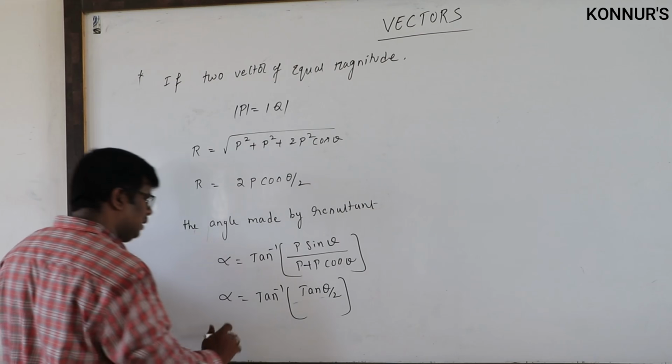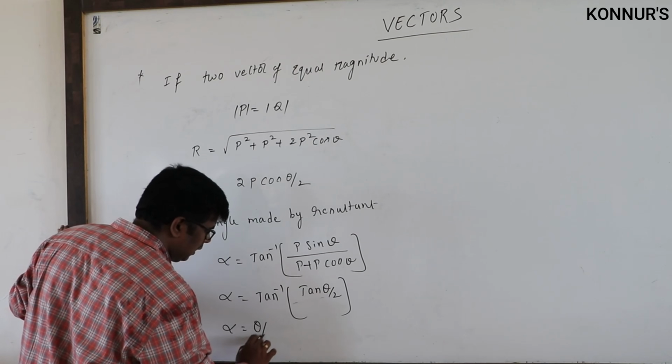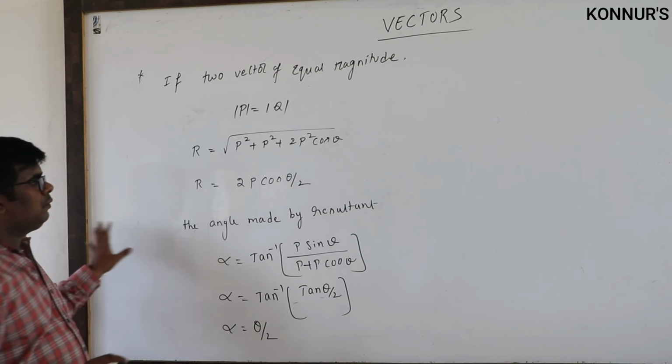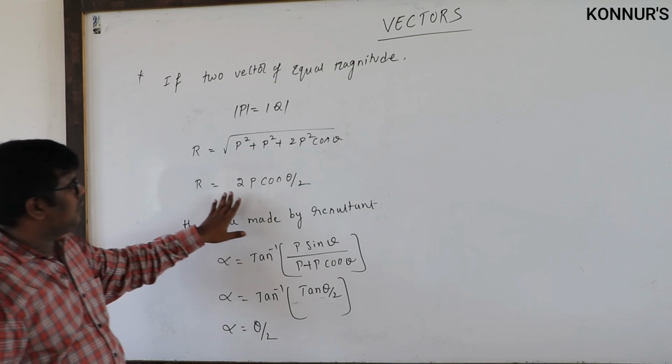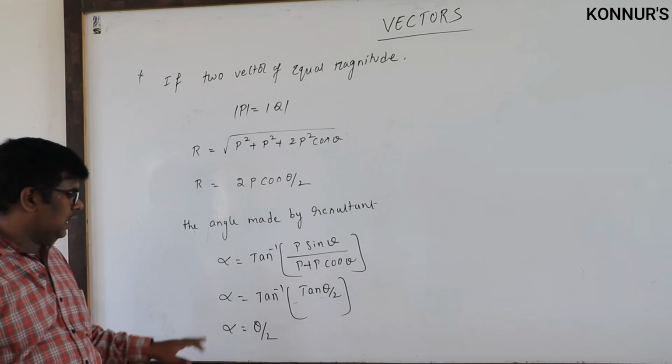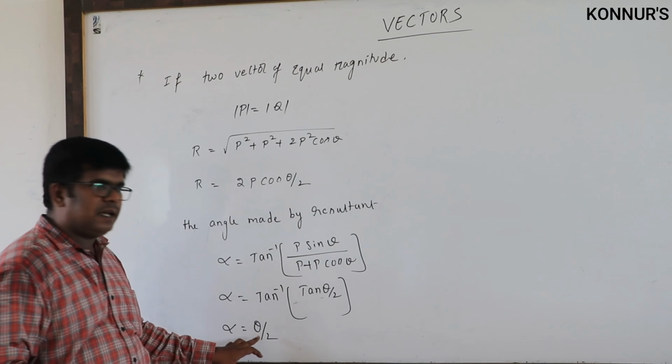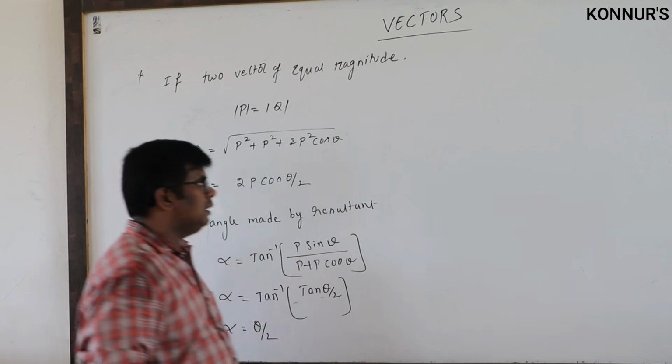So tan inverse of tan theta by 2 means alpha equals theta by 2. If two vectors are equal in magnitude, then the resultant will be 2p cos theta by 2, and the resultant makes an angle theta by 2.